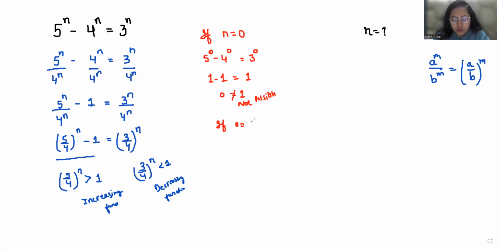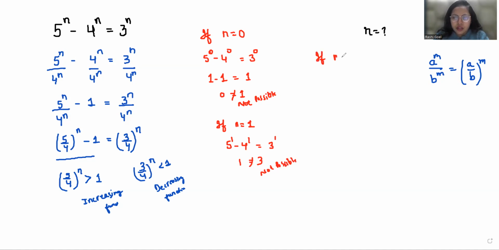If n is equal to 1, then 5^1 − 4^1 = 3^1. That is 1 equals 3. This is also not satisfied, so this is also not possible.